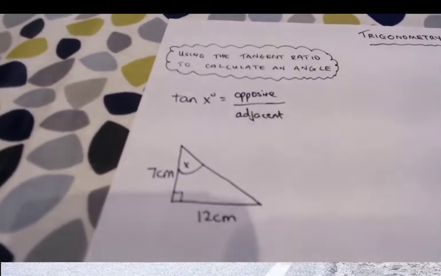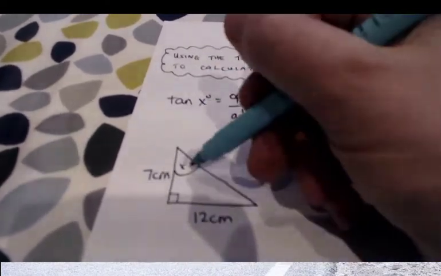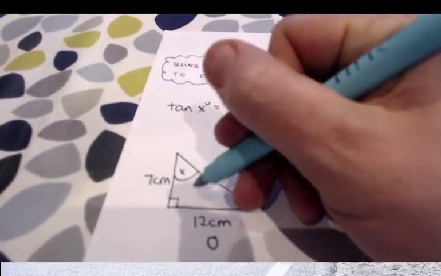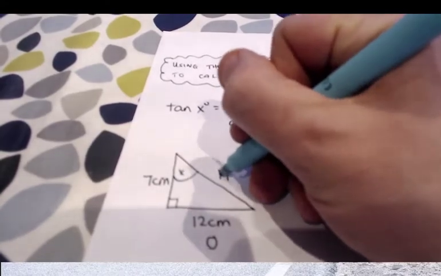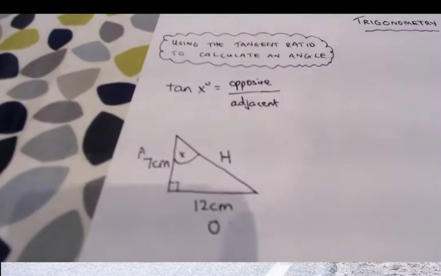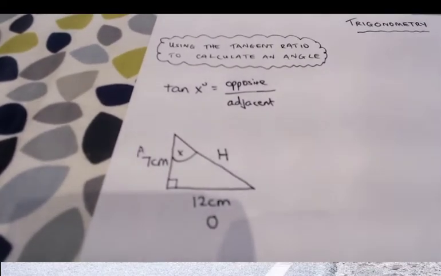Opposite, adjacent, hypotenuse. I'm standing at the x, so the opposite side is here. The hypotenuse is always the big diagonal, the one opposite the right angle box, and the adjacent is the one that's left over. So that's always our first job, to label the triangle.